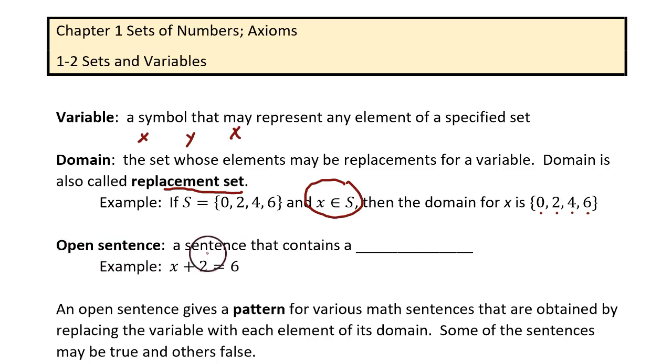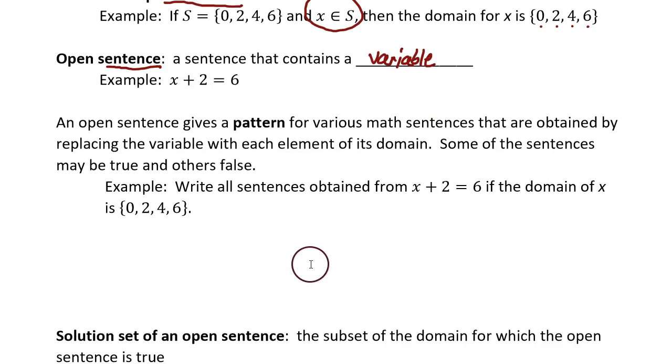Next, an open sentence. This is a sentence that contains a variable. And here's an example open sentence. X plus 2 is equal to 6. So we have the word sentence here. We're talking about mathematical sentences, statements created using math symbols. An open sentence gives a pattern for various math sentences that are obtained by replacing the variable with each element of its domain. Some of these sentences may be true and others may be false.